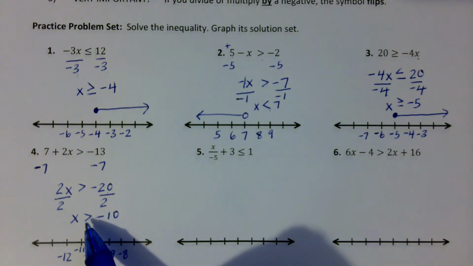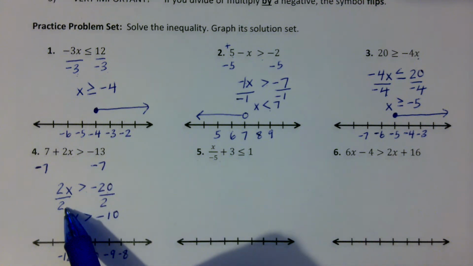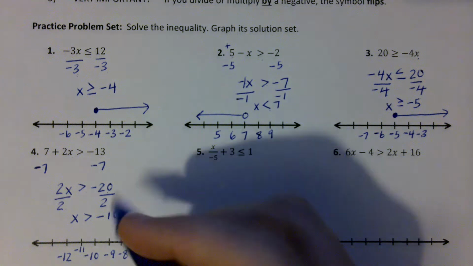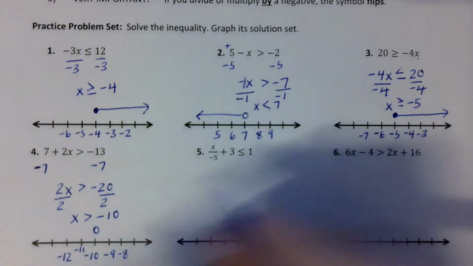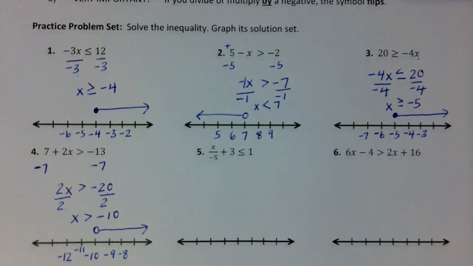I did not flip the symbol, because even though this is a negative number, I'm not dividing by a negative. I only flip the symbol if I divide or multiply by a negative number. So since I didn't, the symbol stays in the same direction. X is greater than negative 10. So I have negative 10 here, a few numbers to the right and a few numbers to the left. An open circle on negative 10, and I would have all the numbers to the right.